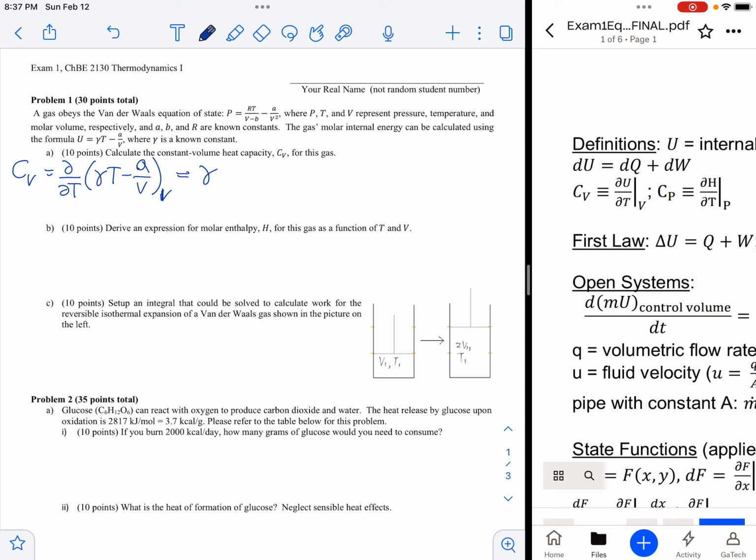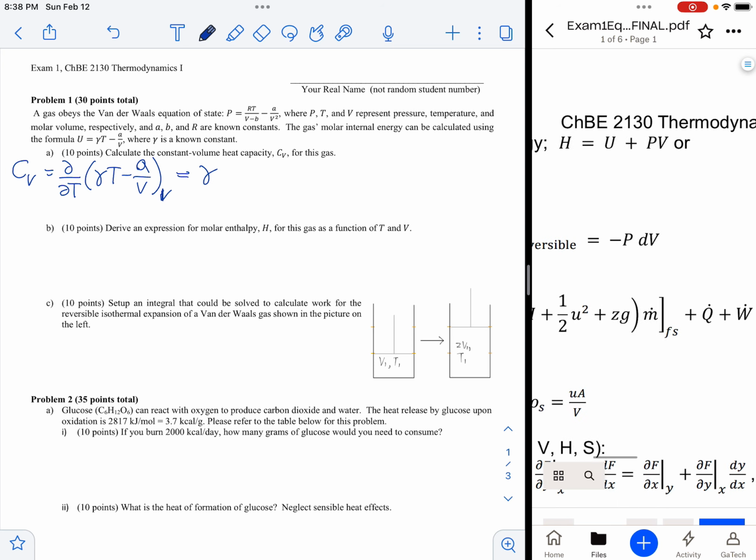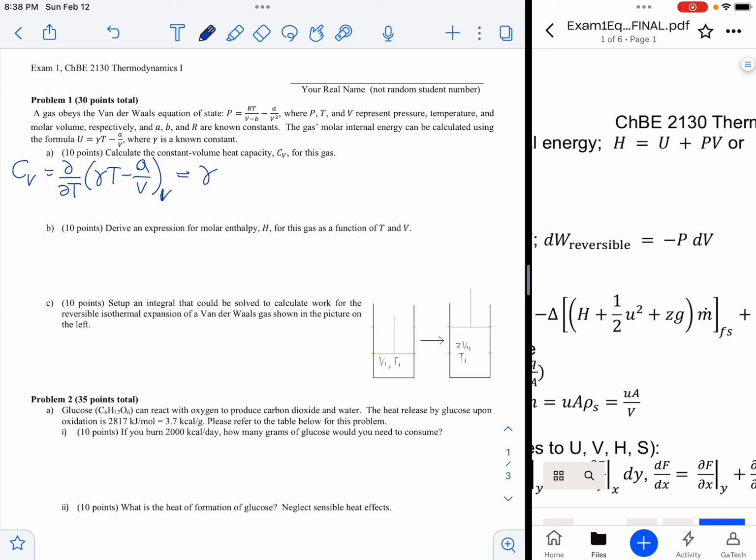Part B, derive an expression for molar enthalpy as a function of T and V. So what is molar enthalpy? That is also in the equation sheet. H is equal to U plus PV, and that is going to be gamma T minus A over V plus PV. Now, PV will not answer the question because we wanted this to be in terms of only T and V. So P was actually not allowed as a variable.